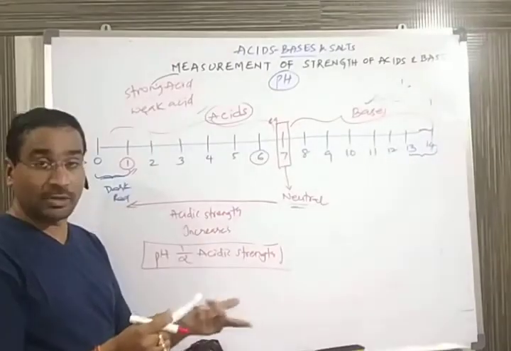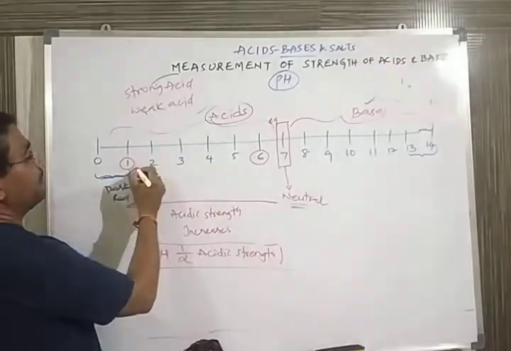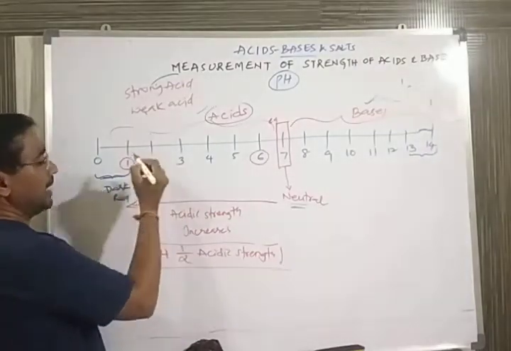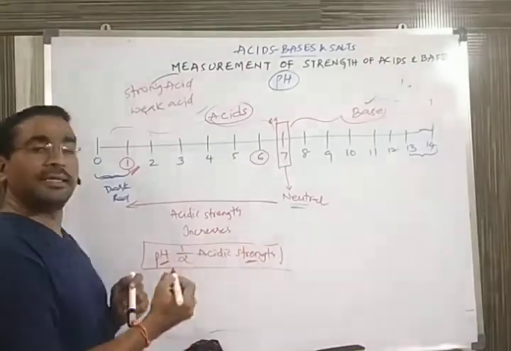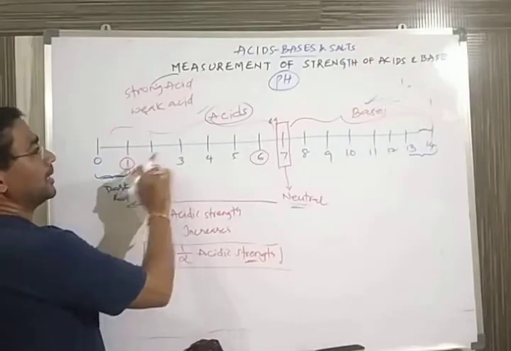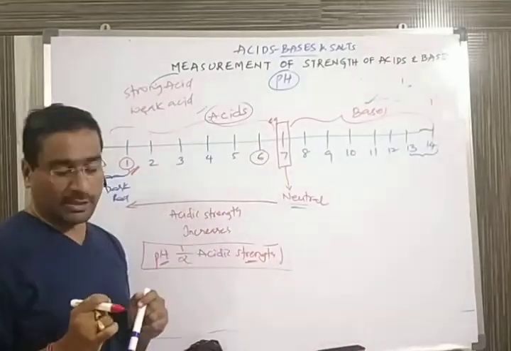Okay, you can say it's more concentrated. So if the pH value is less, the acidic strength is more, meaning this one will be stronger compared to that one.